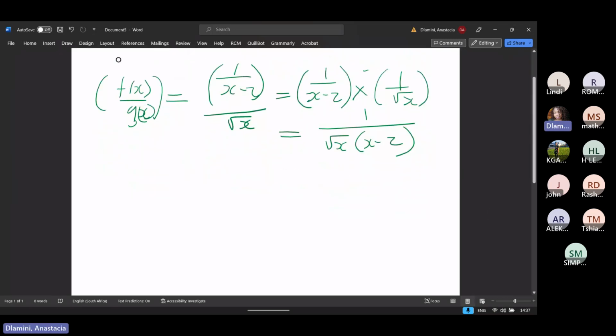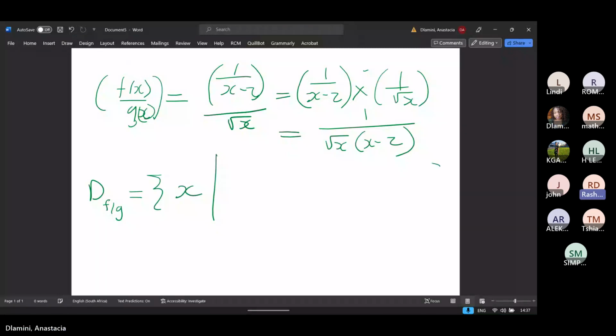Give me the domain. So the domain of f over g. X is such that x cannot be equal to 0. And then x cannot equal 2.